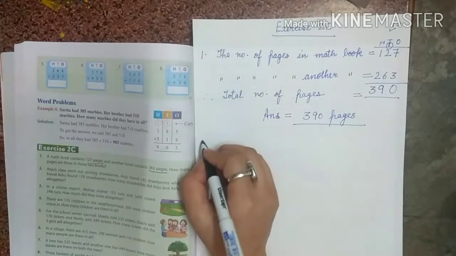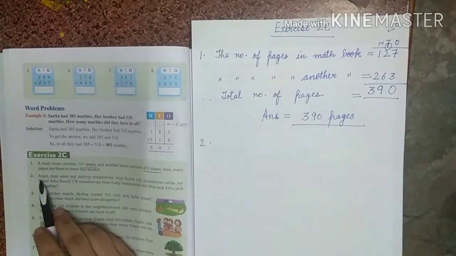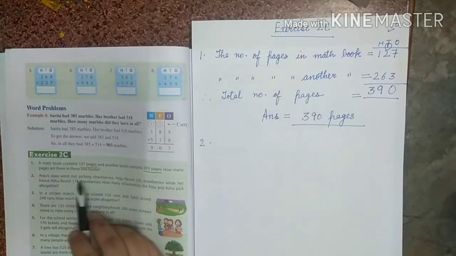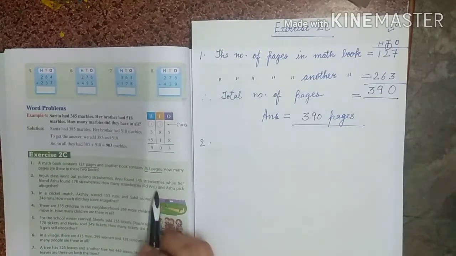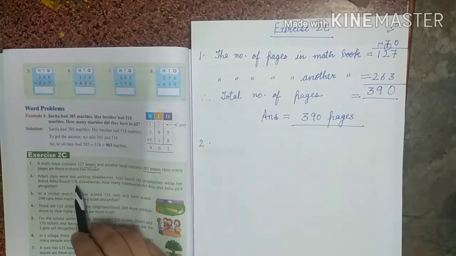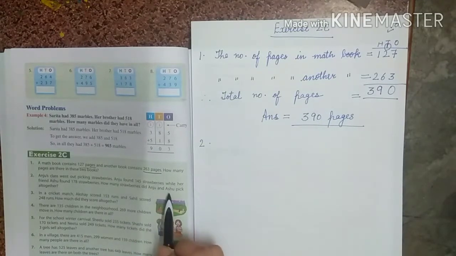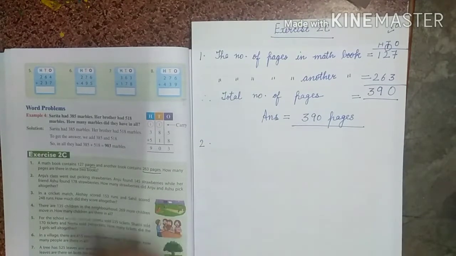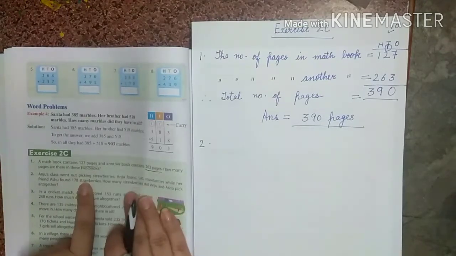So now we will see the second one. Second question: Anju's class went out picking strawberries. Anju found 145 strawberries while her friend Anshu found 178 strawberries. How many strawberries did Anju and Ashu pick all together? So this is the question.